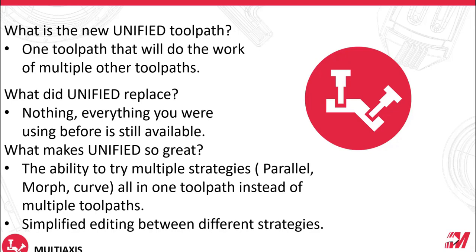So what is the new unified toolpath? It's one toolpath that will do the work of multiple other toolpaths. What did it replace? It replaced nothing. Everything you were using before is still available as far as morph, SWRF, flowline. All of them are still going to be available. And what makes unified so great? The ability to try multiple strategies, parallel, morph, curve, all in one toolpath instead of multiple toolpaths. And simplified editing between different strategies. The bottom one there is the big one. You can get a cut pattern, see how it looks.